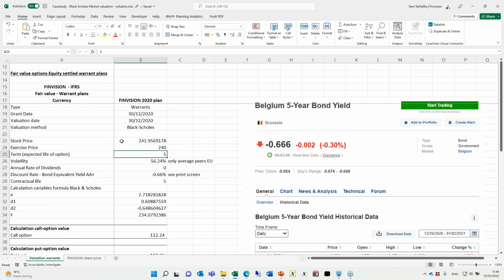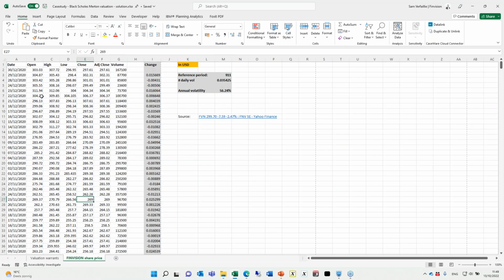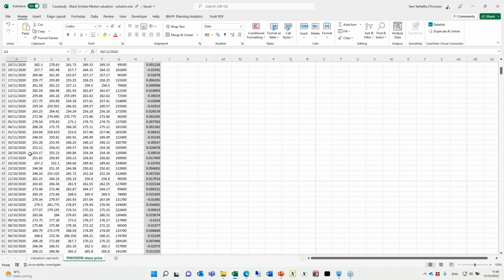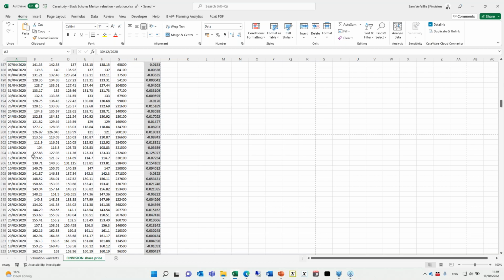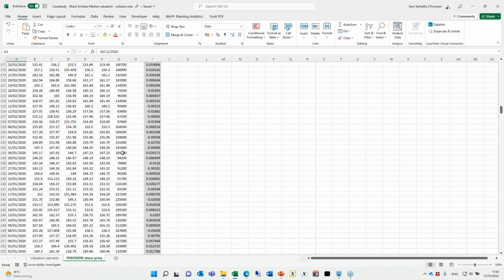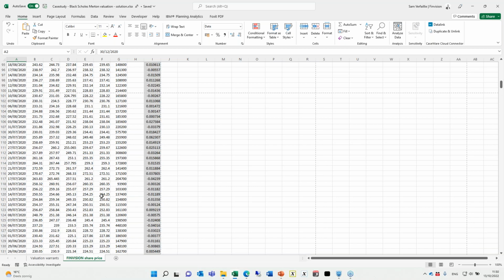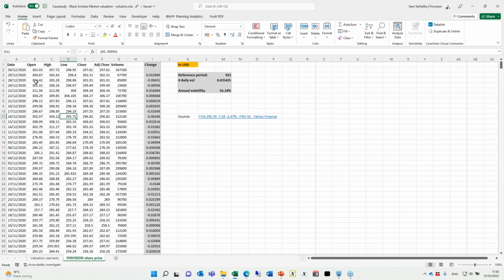Then we have the volatility. Volatility, if you're a quoted company, it's not so difficult. Then you already have a long history. You calculate, for example, here, I have the Finvision share prices. I have a history of a couple of years already. You calculate the volatility here. How do you calculate? I have here the closing.